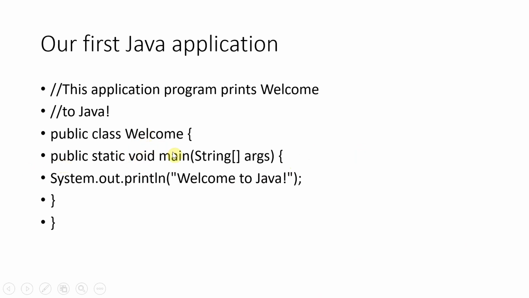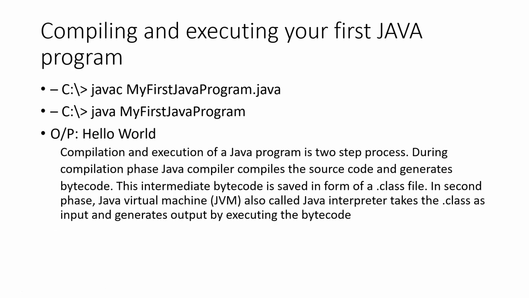And now how to execute this? We'll compile the Java file with javac and then run it with java. So let's do this. The compilation and execution is a two-step process. During compilation, Java compiles the source code and generates bytecode. The intermediate bytecode is saved in the form of a class file. And the JVM, also called java, takes the .class file as an input and generates the output. Basically, it takes your Java file, creates a .class bytecode, and the JVM runs this class file on that particular OS. So that makes it platform independent.